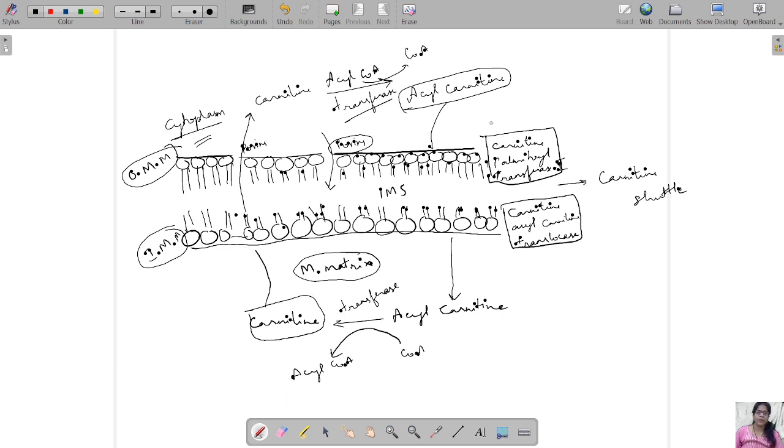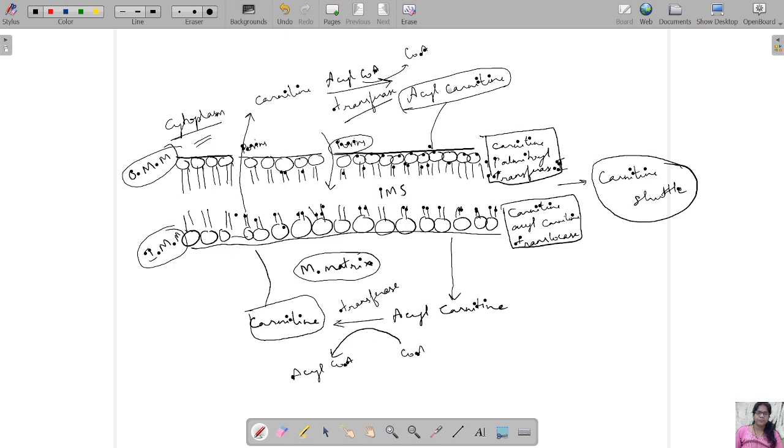So for that to happen, you have a complex called carnitine palmitoyl transferase 1. What is that? In short, it's a carnitine shuttle. These are the group of enzymes that are helpful for the movement of your acyl CoA into your inner mitochondrial matrix. Carnitine palmitoyl transferase 1 is the name of an enzyme present in the outer mitochondrial membrane, and carnitine acyl carnitine translocase is another enzyme present in the inner mitochondrial membrane.